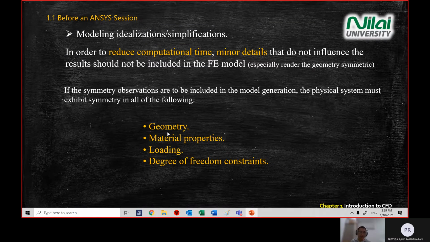So these four things, when you look at your 3D model or 2D model, you try to look at their geometry, their shape, and look at their material property, you look at the loading, the stress that applies on the model itself, is it symmetric or not? For example, if you're simulating a water bottle under the atmospheric pressure, then it's a symmetry problem. Then degree of freedom.